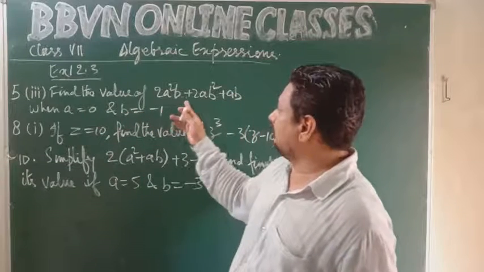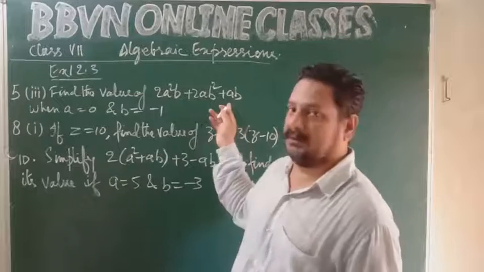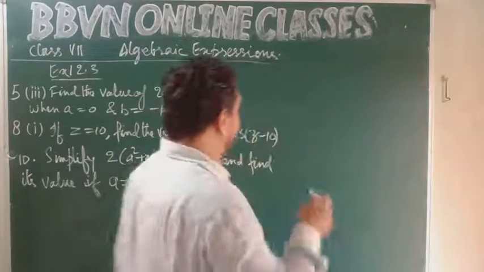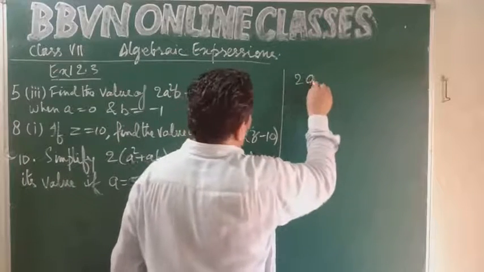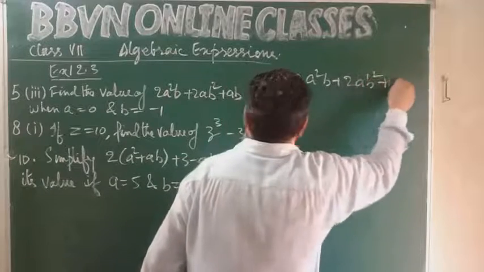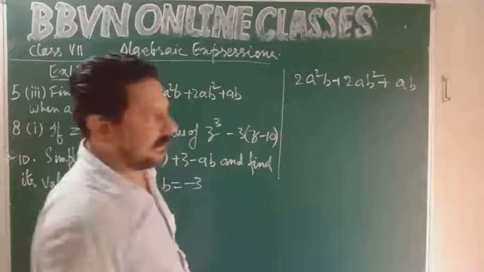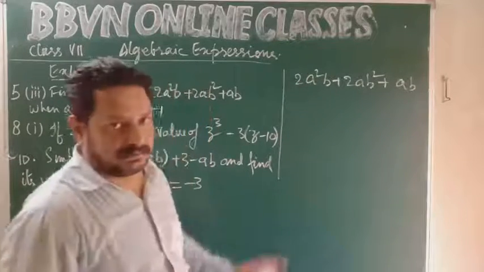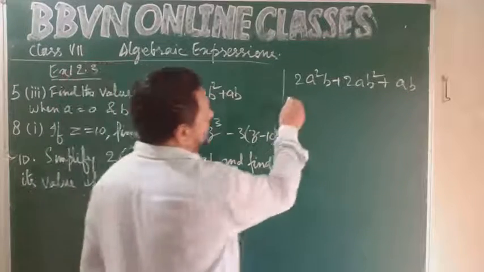Find the value of this expression 2a square b plus 2ab square plus ab when a equal to 0 and b equal to minus 1. Substitute these values in the expression. Expression is 2a square b plus 2ab square plus ab. See children, 2a square b, it's actually a product. 2 multiplied by a square multiplied by b. So you know very well. Substitute the values. A equal to 0 and b equal to minus 1.